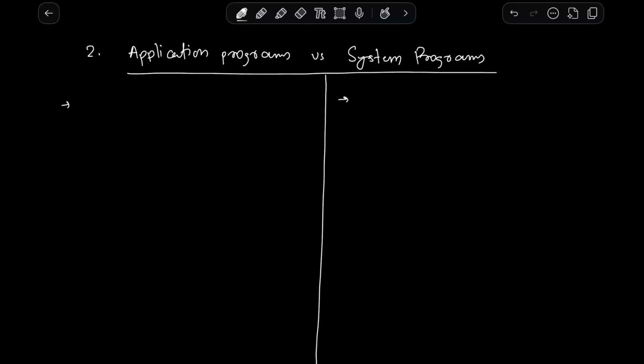So we could write specialized programs to do a specific task. And who uses it? Or what does it serve? It serves the end user directly.